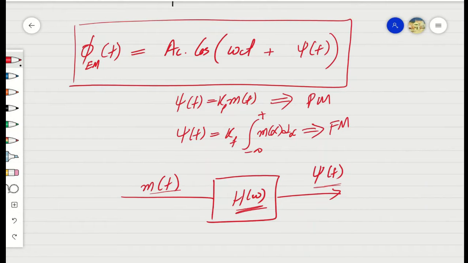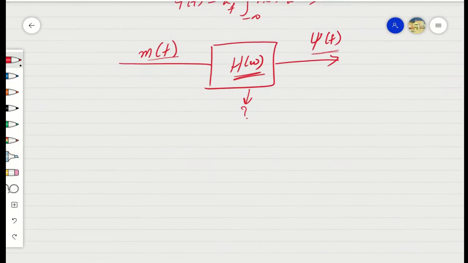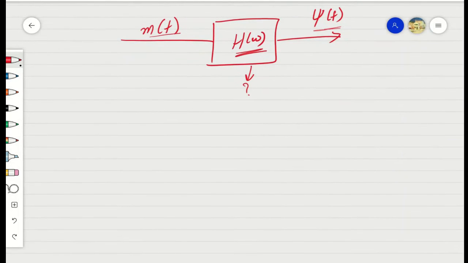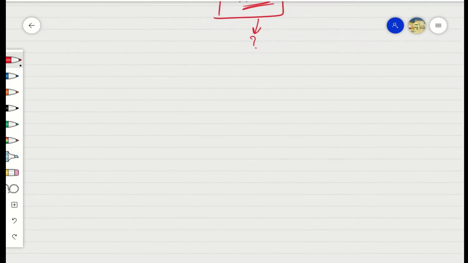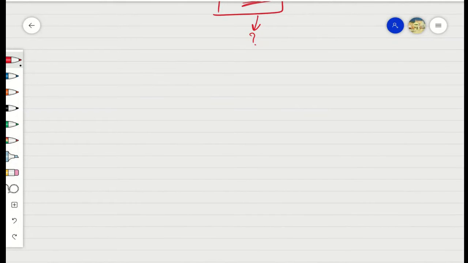So if this filter's response represents some third type of response, then this exponential modulation scheme will represent some third type of exponential modulation scheme. We can have different responses for h of omega, and we can obtain different types of exponential modulation scheme from this expression. Frequency and phase modulation are two special types of exponential modulation scheme, while we can design several such modulation schemes. As it is clearly evident that phase and frequency modulation schemes are directly related to each other, we can obtain frequency modulation from the phase modulator, and we can obtain phase modulation from the frequency modulator.